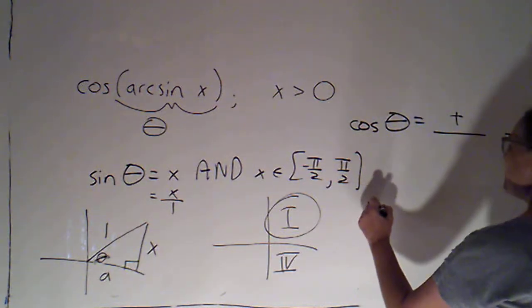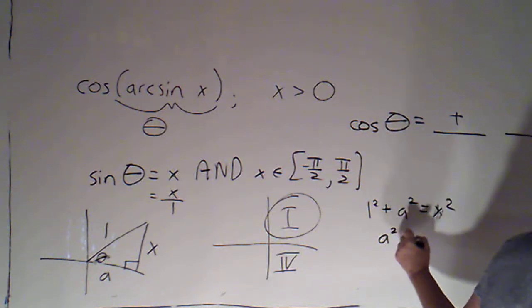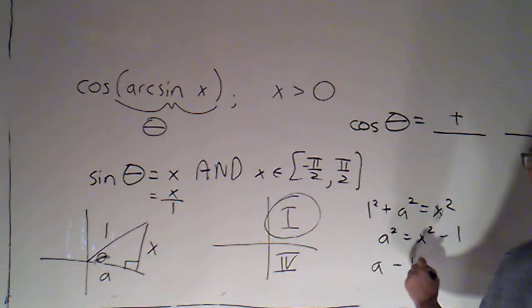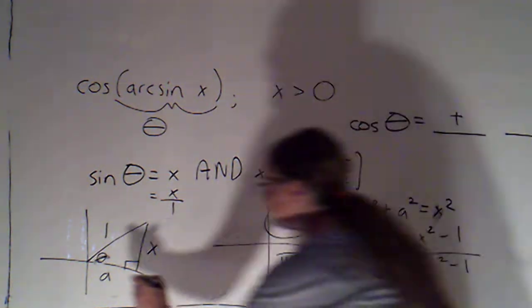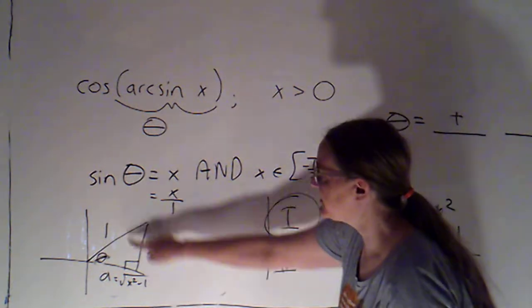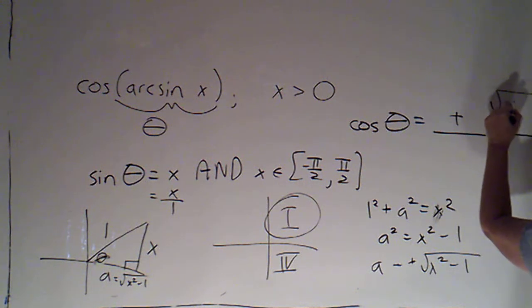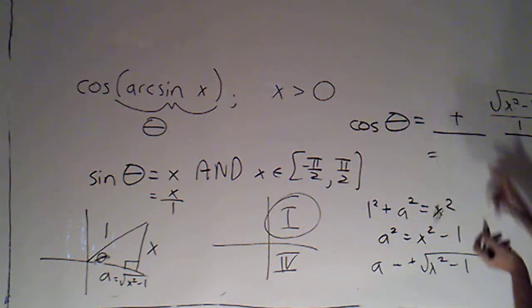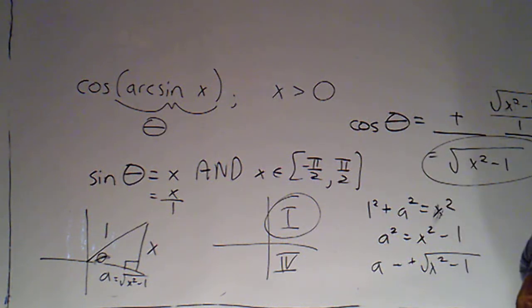That's Pythagoras. 1 squared plus a squared equals x squared. A squared is x squared minus 1. A is a side length, so it's positive, the square root of x squared minus 1. Excellent. So now I can say cosine is adjacent over hypotenuse. So that's going to be the square root of x squared minus 1 over 1. And of course, I don't need to write that over 1, and I don't need to write that plus sign. So my answer is just root x squared minus 1.